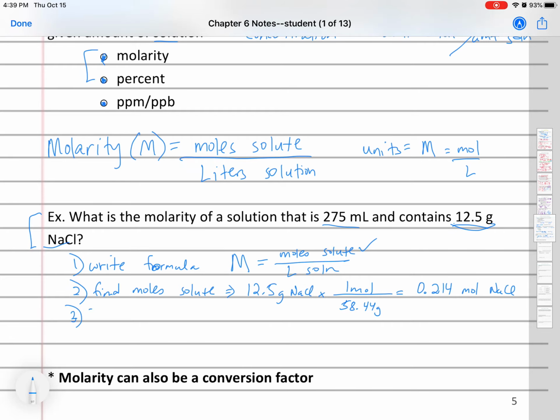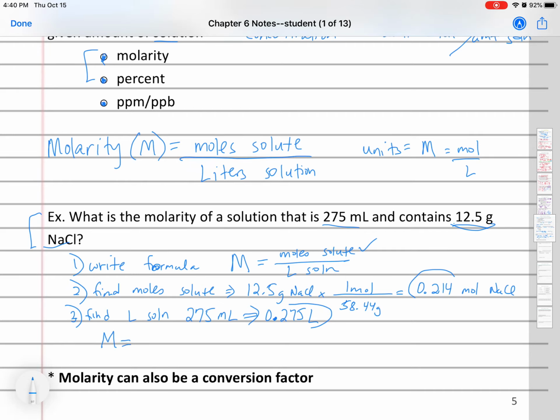Now let's find liters of solution. All right, we are given 275 milliliters, but we need it to be specifically in liters. So to convert this to liters, we're going to divide by 1,000 because there's 1,000 milliliters per liter. So converted to liters, that's 0.275 liters. Now we have our moles of solute and our liters of solution.